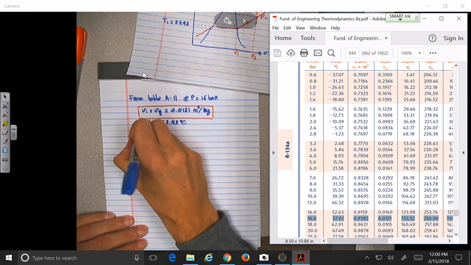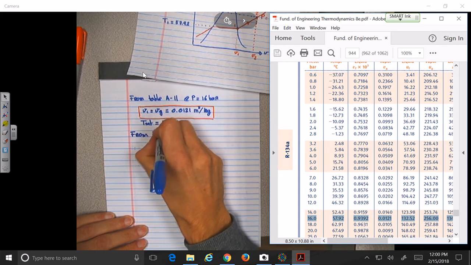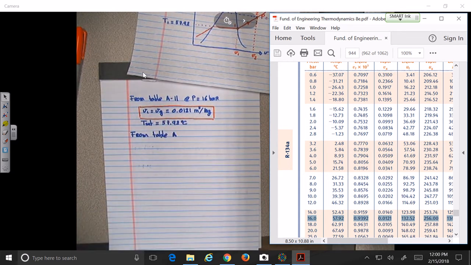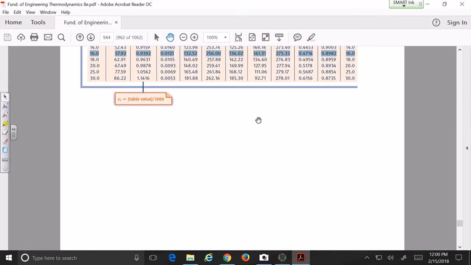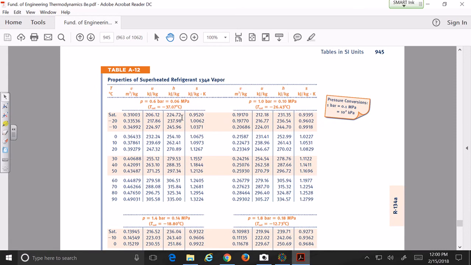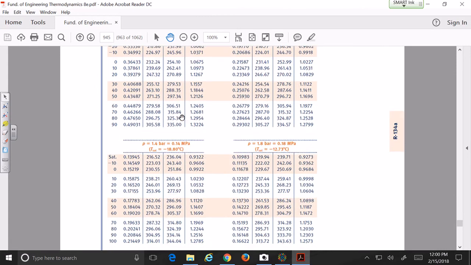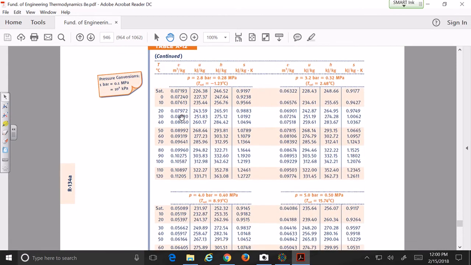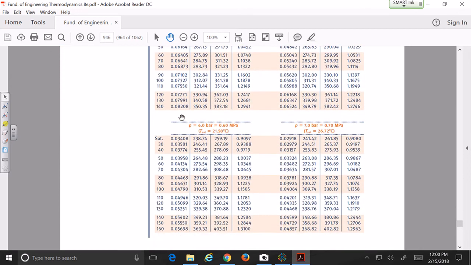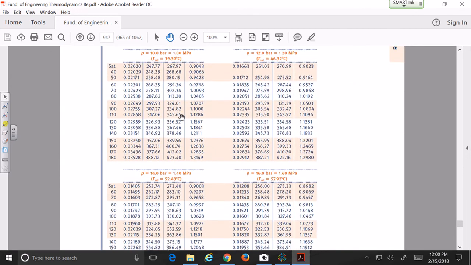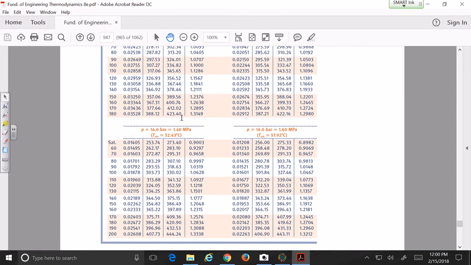I don't know. So from table A, yeah, I trust you. I don't know the table. So A12 will be the superheated. So A12, we go to the one that is 16 bars. From table A12 at P equals 16 bars and T equals 160.